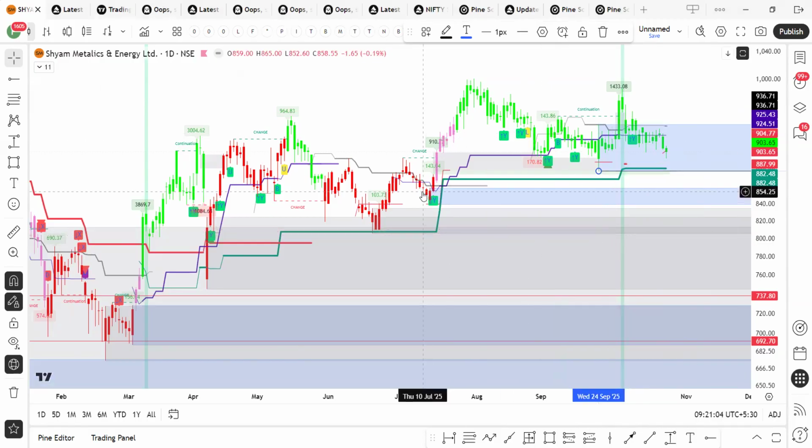Okay, so this is not a buy or sell recommendation. I'm just analyzing. I'm not a SEBI registered analyst. I'm not giving you any recommendation. This is my analysis.